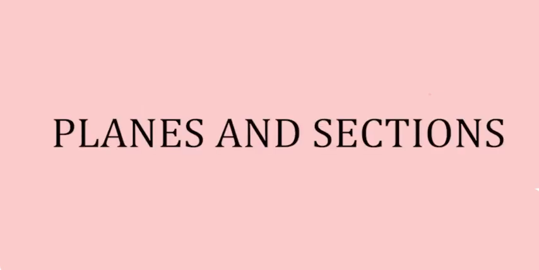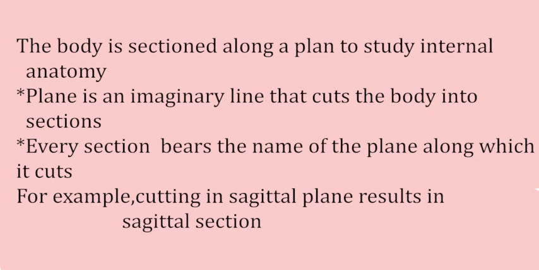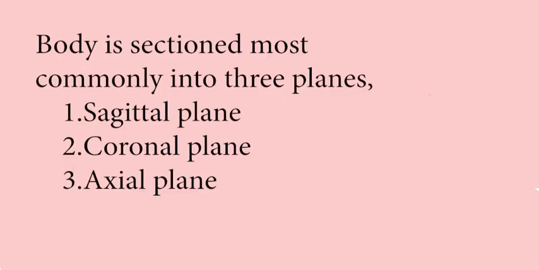Now we will talk about planes and sections. The body is sectioned along a plane to study internal anatomy. A plane is an imaginary line that cuts the body into sections. A section bears the name of the plane along which it cuts. For example, cutting in the sagittal plane results in a sagittal section. The body is sectioned most commonly into three planes: sagittal plane, coronal plane, and axial plane.